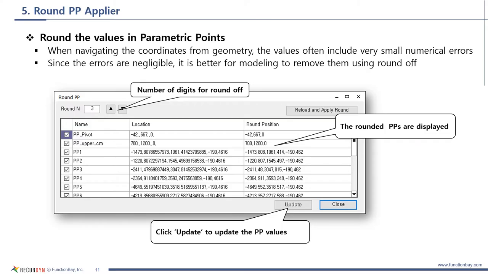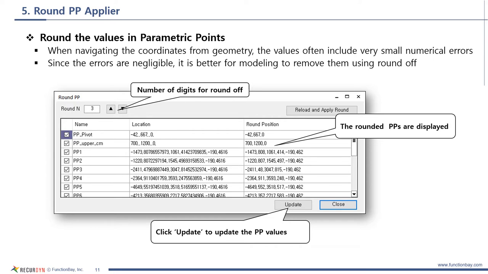The fifth feature is Round PP Applier. When you create RecurDyn entity, there are many coordinates are used. At this time, it is recommended to use parametric point to define the coordinate values more clearly and accurately. When entering the coordinates of parametric point, arc center point or edge point of geometry is used.